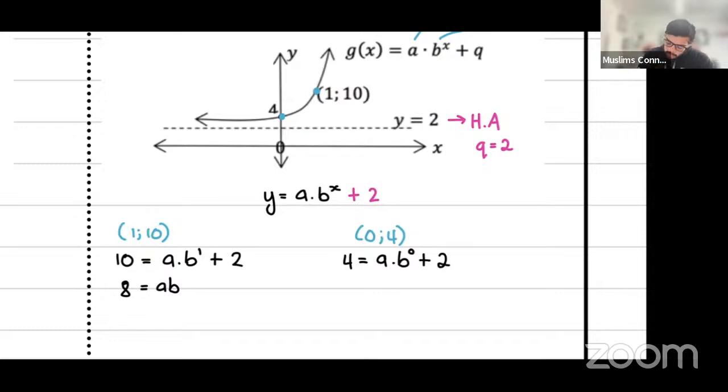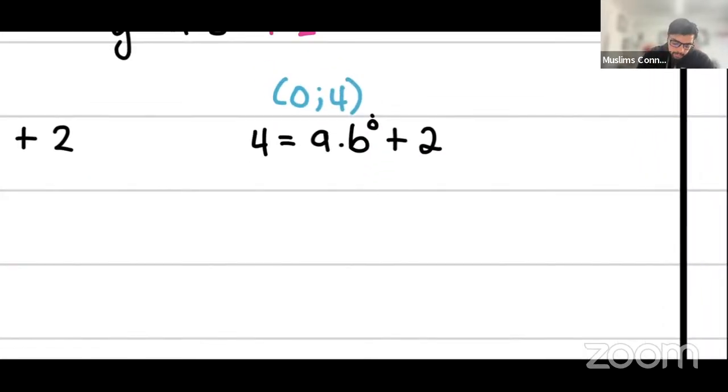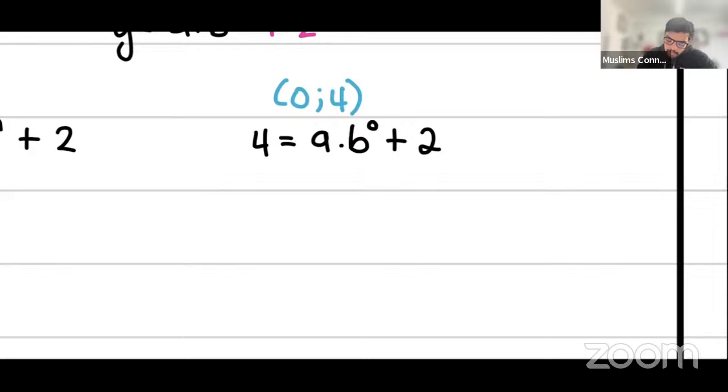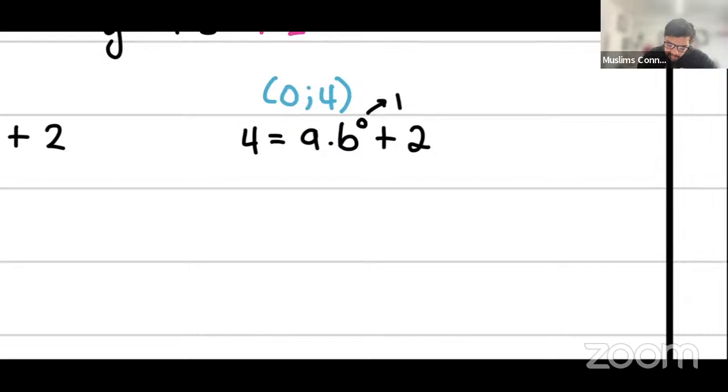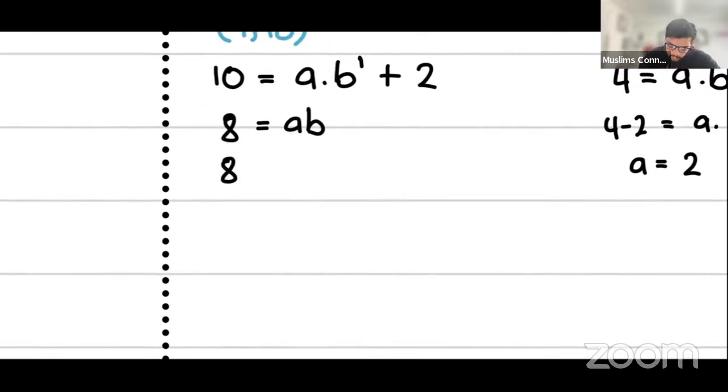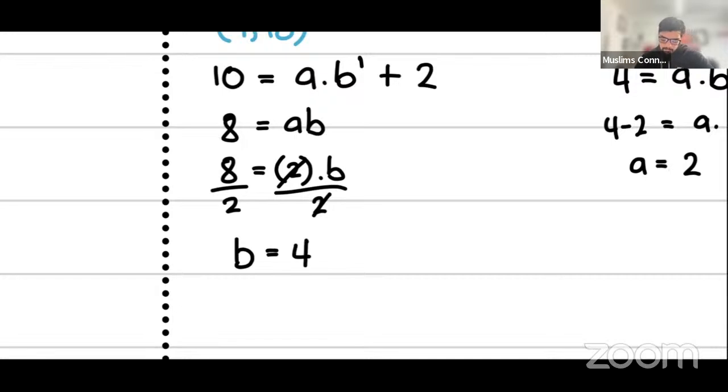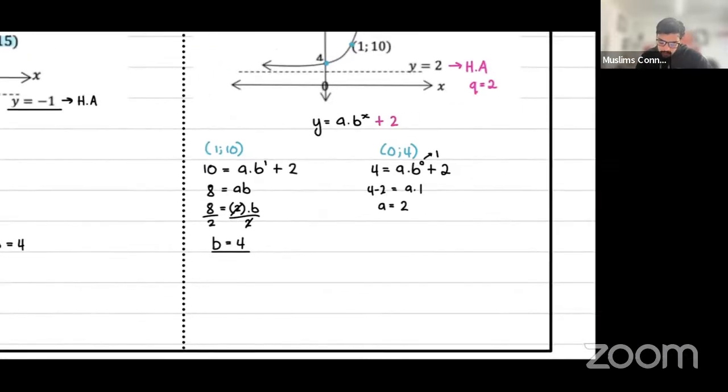Now, b to the power of 0 is just 1. Take 2 over to the other side: 4 minus 2, which is 2, is equal to a times 1. So therefore, a is equal to 2. I can substitute a into the first equation: 8 is equal to 2 times b. Divide both sides by 2, and I get b is equal to 4. So a is equal to 2, b is equal to 4.